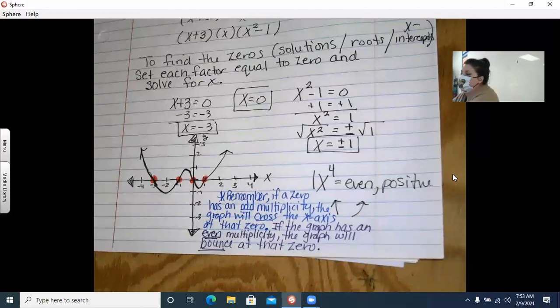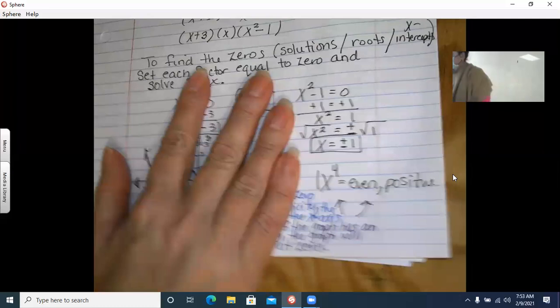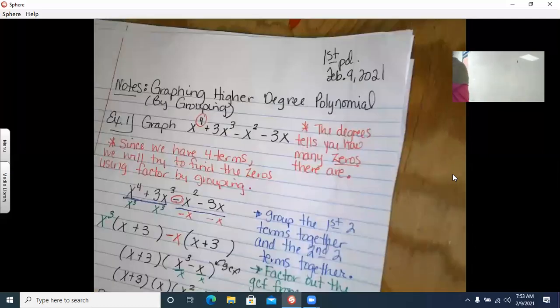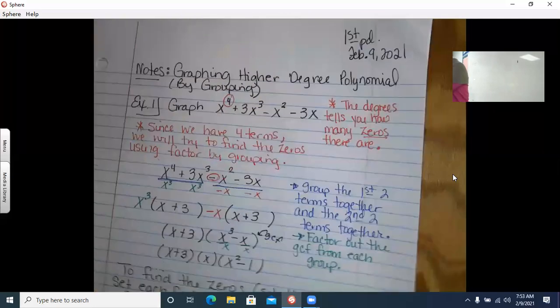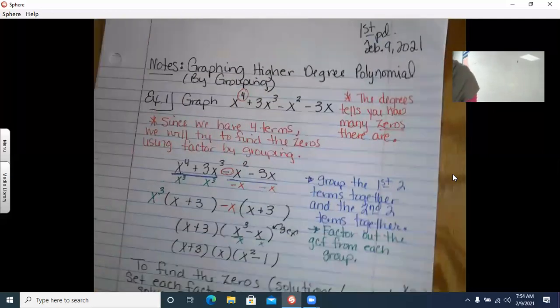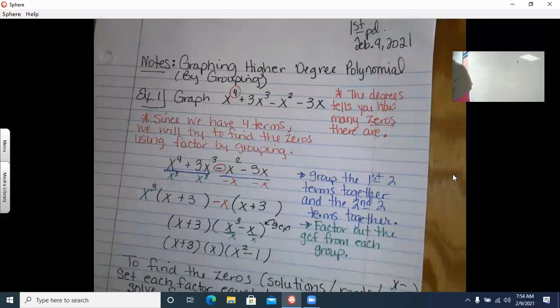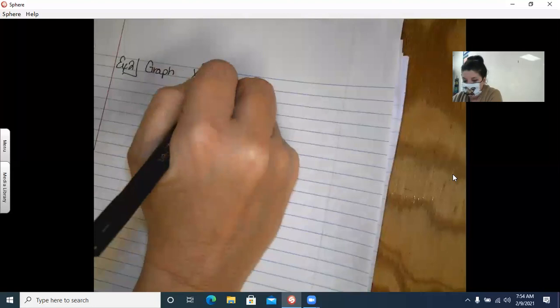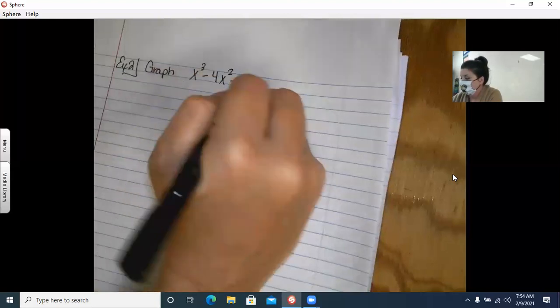All right, example 2. Let's see if I can get this. All right, we're going to graph x cubed minus 4x squared minus 3x plus 12.